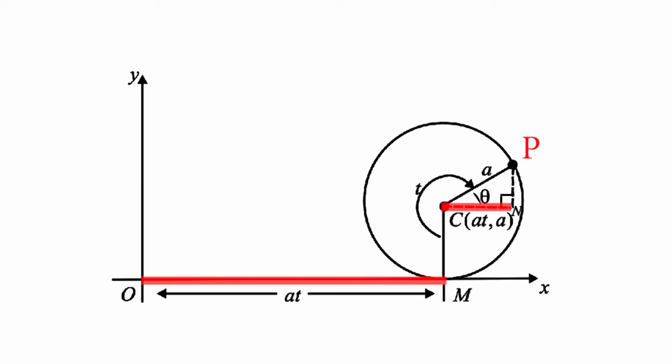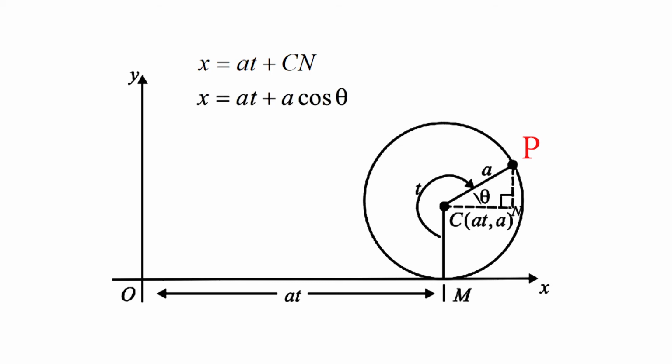Now, referring to the figure, the x coordinate of the point P at the moment is x equal to 80 plus CN. Now, from the right angled triangle CNP, we have CN is equal to CP cos theta, which is equal to a cos theta. Hence, x is equal to 80 plus a cos theta.